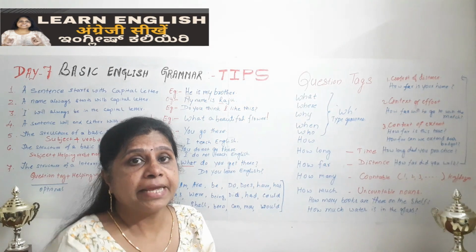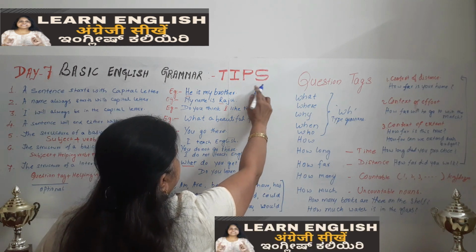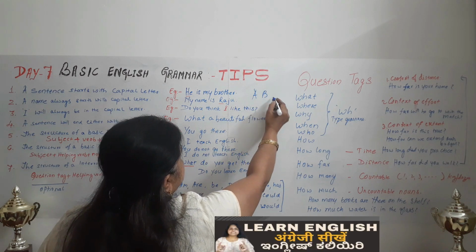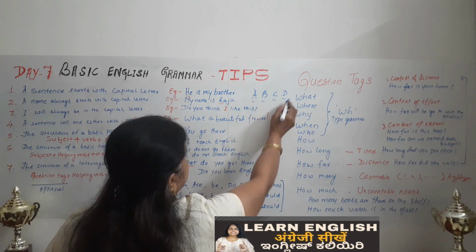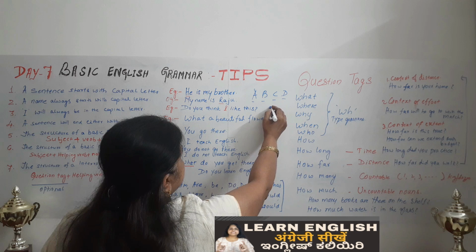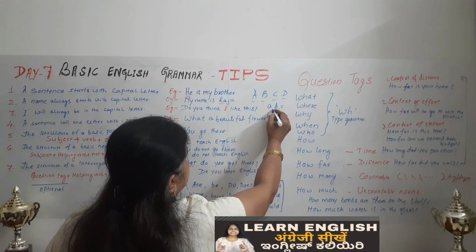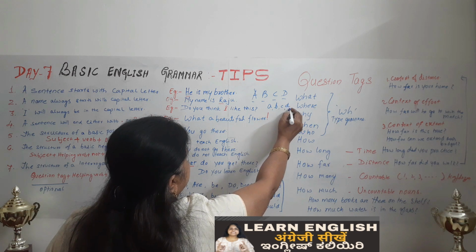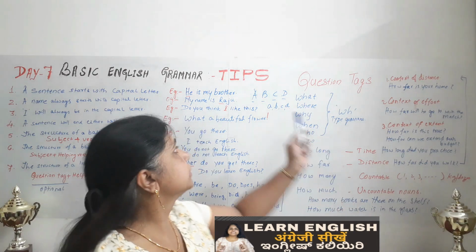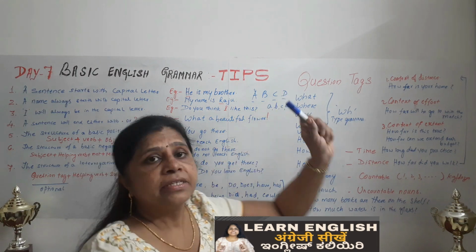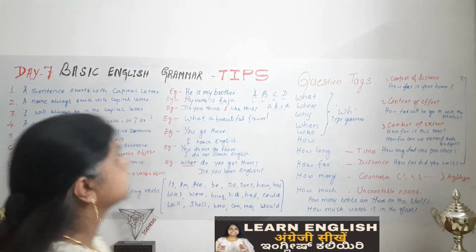Capital letter, we say upper letter, right? A, B, C, D. So these are the capital letters. This is a lower letter. Okay. So we should use the upper letters in the beginning of a sentence.